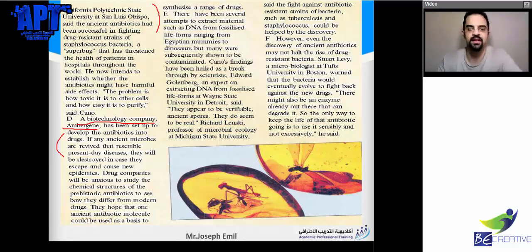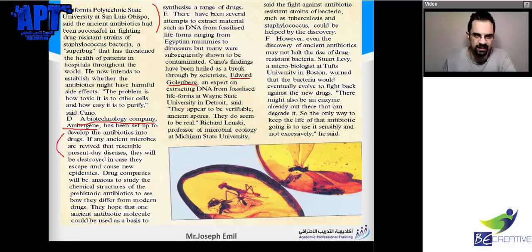Cano's findings have been hailed as a breakthrough by scientists. Edward Goldenberg, an expert on extracting DNA from fossilized life forms at Wayne State University in Detroit, said they appear to be verifiable ancient spores. Verifiable ancient spores. They do seem to be real.